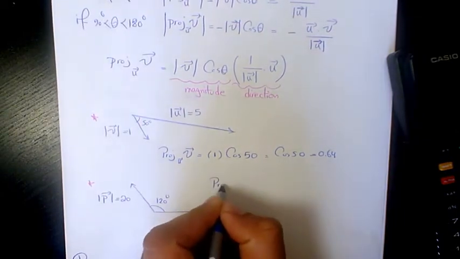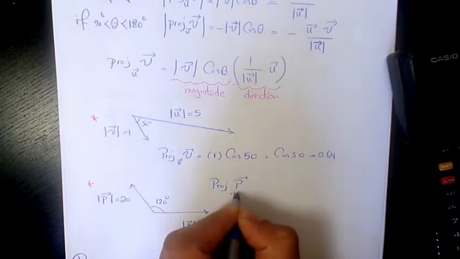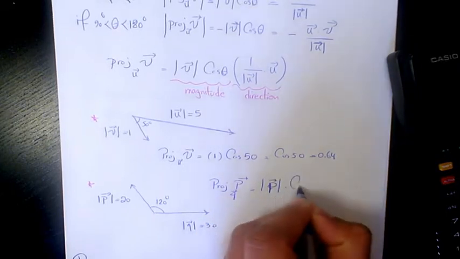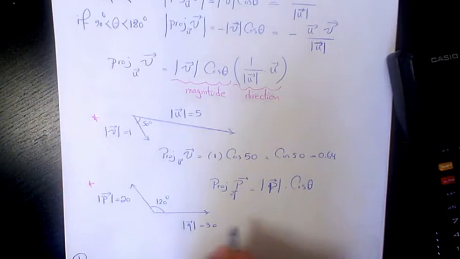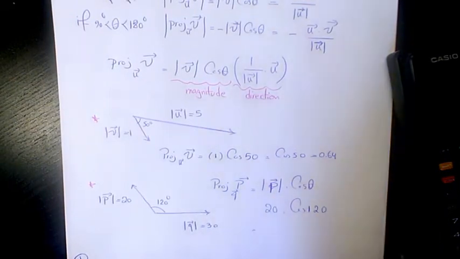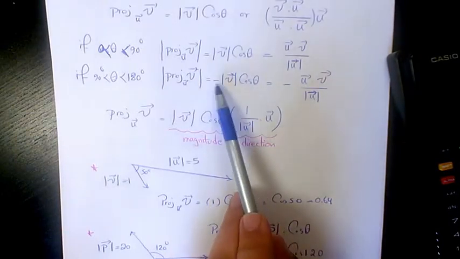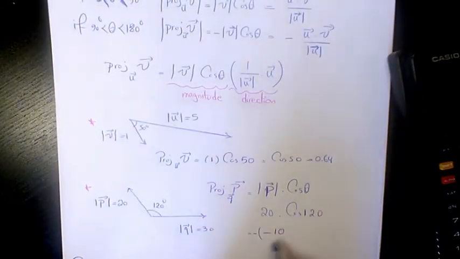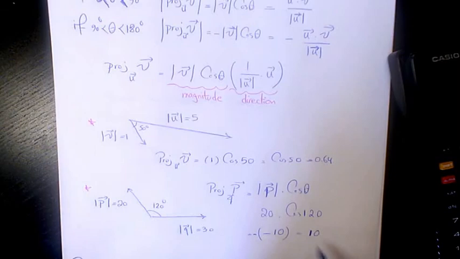Next one is the projection of P over Q. The projection of P over Q is going to be the magnitude of P times cosine theta. So we have 20 times cosine 120. That will be negative 10. And since we want to find the magnitude of it using this formula, because theta is between 90 and 180, we need to multiply it by another negative. So negative times negative is going to be positive 10.